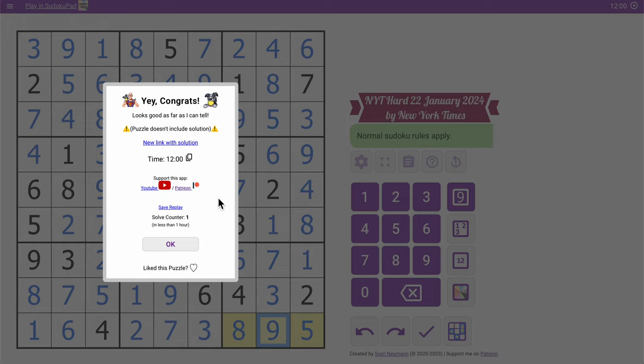Wow, I can't believe I did it that fast. Well, I think finding all the triples helped, and maybe the grid distribution helped here too. I do not normally get that lucky, but thank you for joining me this afternoon.